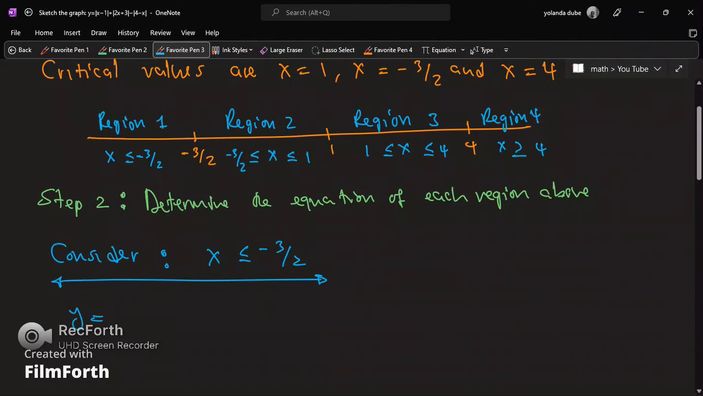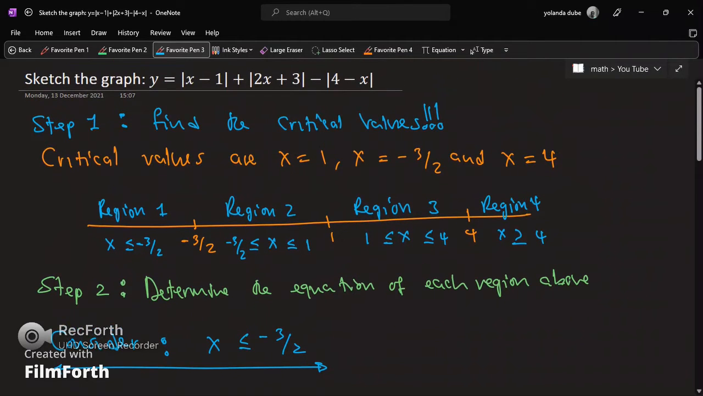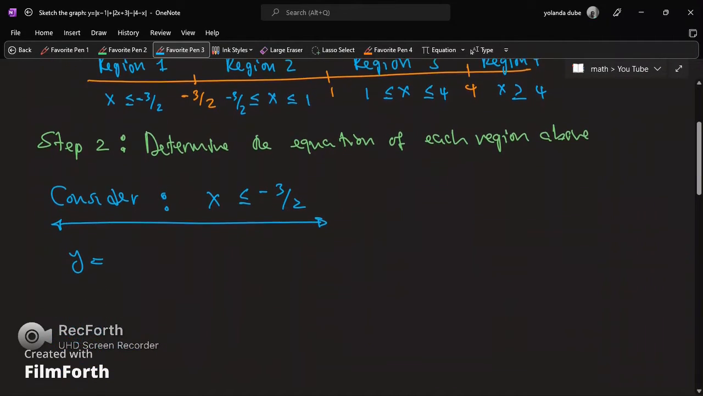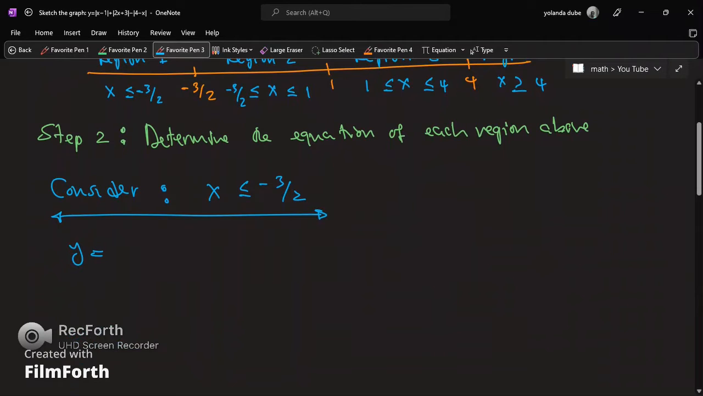At first we ask ourselves, when x is less than negative 3 over 2, what is the sign of all these three absolute functions? Remember, these absolute functions behave differently from region to region. So what we have to know now is what is the sign of each of these when x is less than negative 3 over 2. In order for us to know the signs, we can just write these by definition.